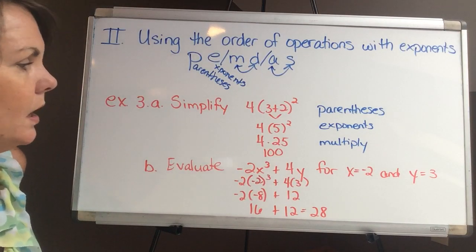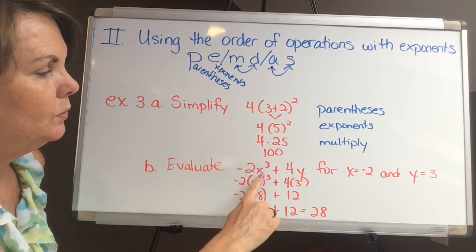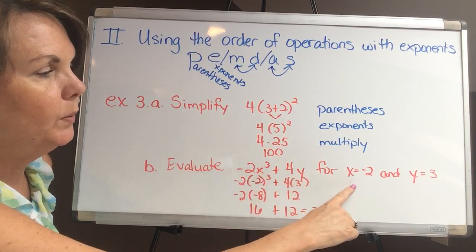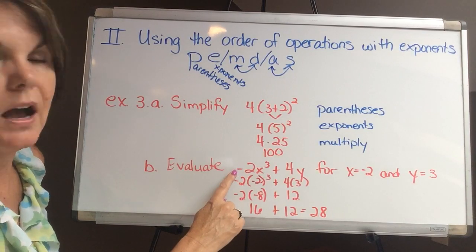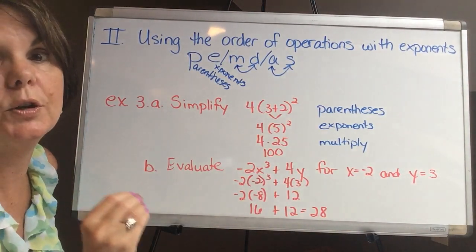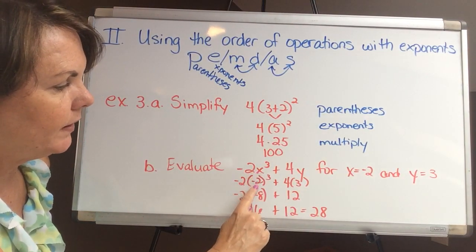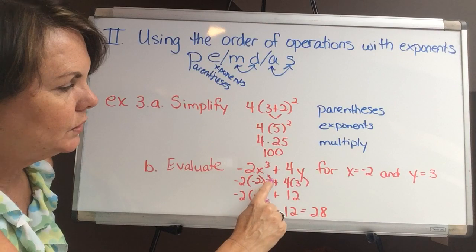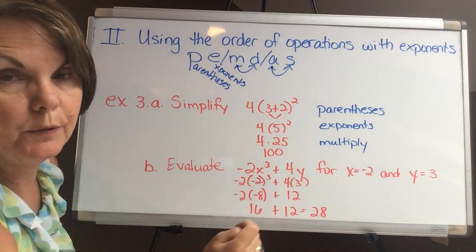Evaluate, we know, means to solve. So here's that negative again, so be careful. Negative 2x to the third plus 4y, for when x is negative 2 and y is 3. So not only do I have the opposite of 2x cubed, I also have x being negative. So that's where you're going to get stuck. So if I take that negative 2 and I put it in here for this variable x, negative 2 to the third power. Now I'm going to take that y equals 3 and put 3 in for y.